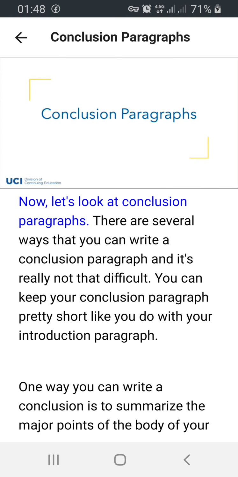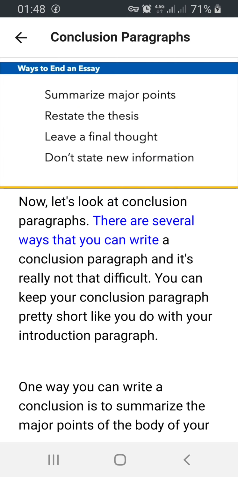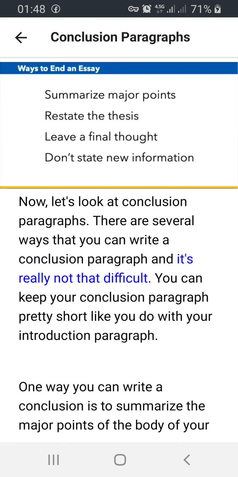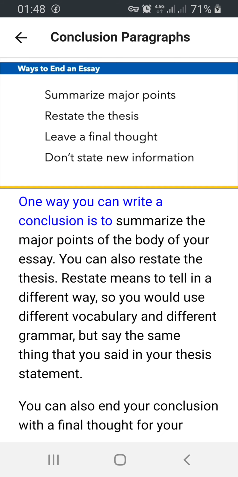Now, let's look at conclusion paragraphs. There are several ways that you can write a conclusion paragraph, and it's really not that difficult. You can keep your conclusion paragraph pretty short like you do with your introduction paragraph. One way you can write a conclusion is to summarize the major points of the body of your essay.